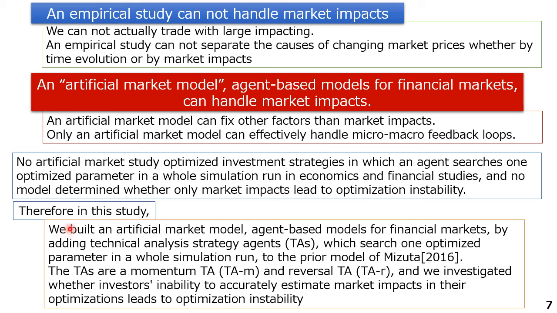Therefore, in this study, we built an artificial market model, an agent-based model for financial markets, by adding technical analysis strategy agents, TAs, which search one optimized parameter in a whole simulation run, to the prior model of Mizuta 2016. The TAs are momentum TA, TAM, and reversal TA, TAR, and we investigated whether investors' ability to accurately estimate market impact in their optimization leads to optimization instability.